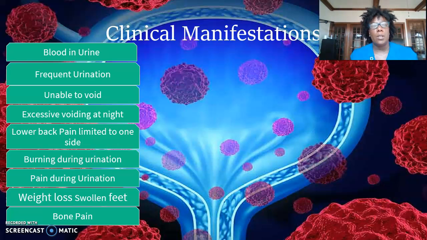Clinical manifestations. We have blood in the urine, frequent urination, unable to void, excessive voiding at night, lower back pain limited to one side, burning during urination, pain during urination, weight loss, swollen feet, and bone pain.